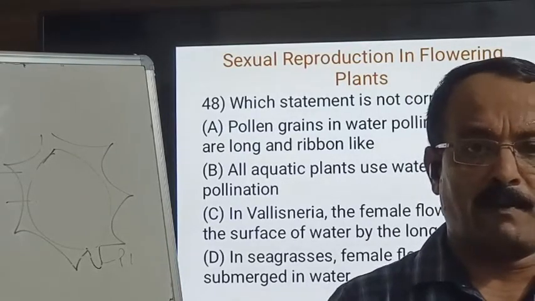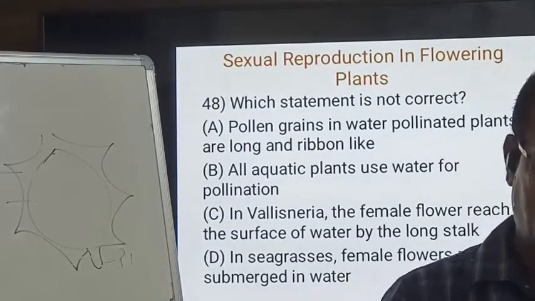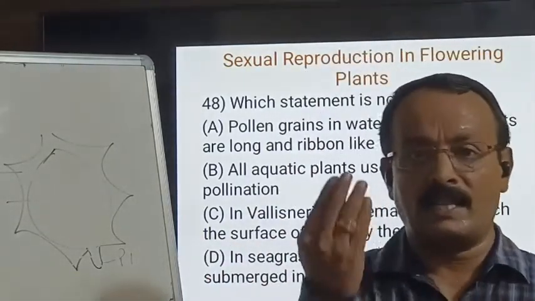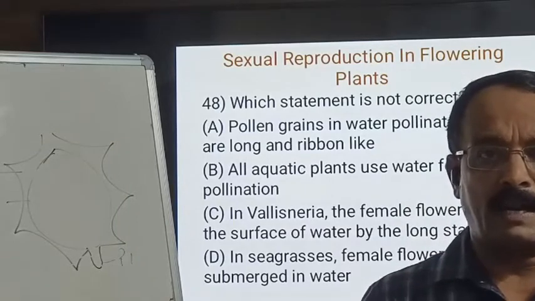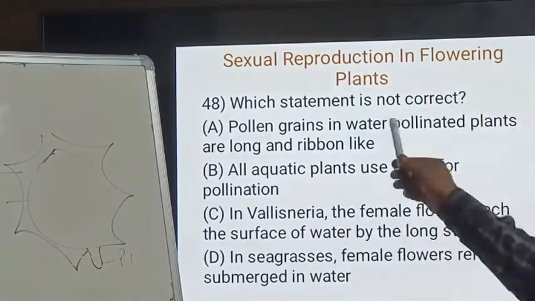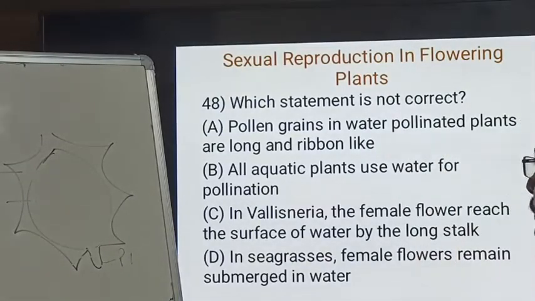Here both male and female flowers. So in these plants, both the flowers are submerged. The pollen released are very flat and it's ribbon-like, and it swirls in the water current and somehow reaches the stigma. So yes, the first statement is the correct statement.